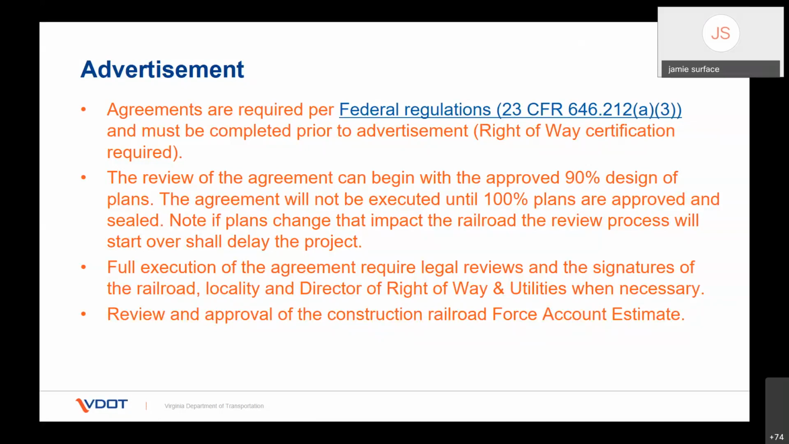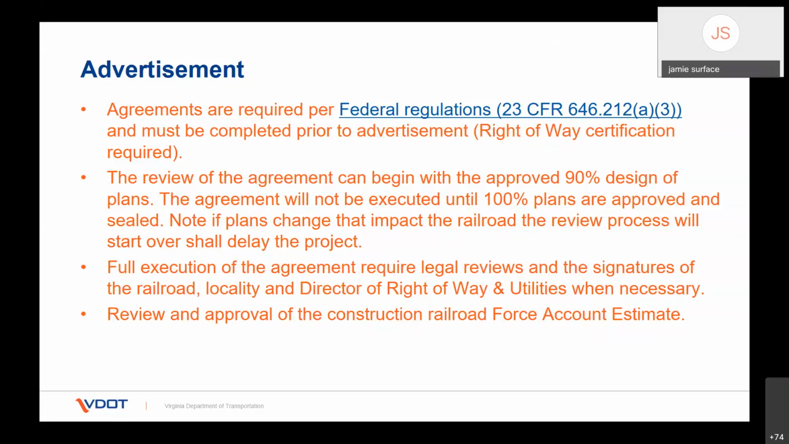The review of the agreement typically begins around the 90% design of the plans. The agreements typically are not executed until the plans are approved and sealed. If the plans change, sorry if you can hear my dogs barking in the background, if the plans change in ways that impact the railroad, the review process may start over again and end up delaying your project. So just keep that in mind as well.